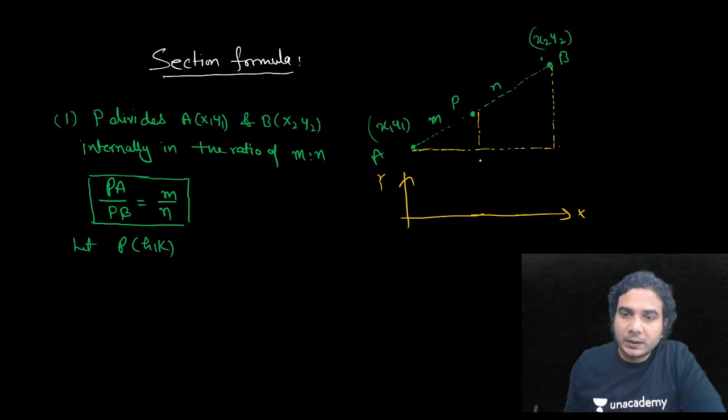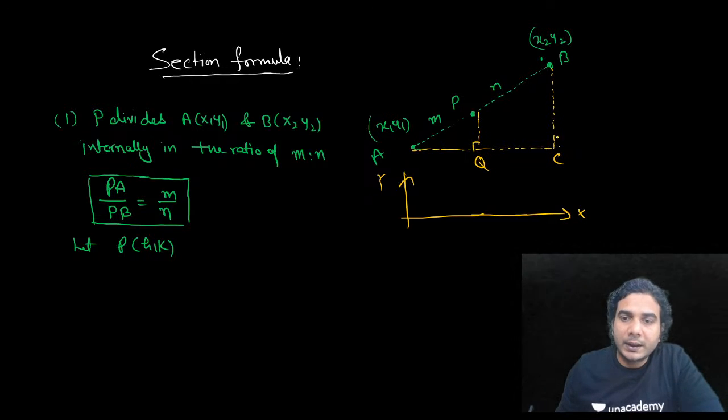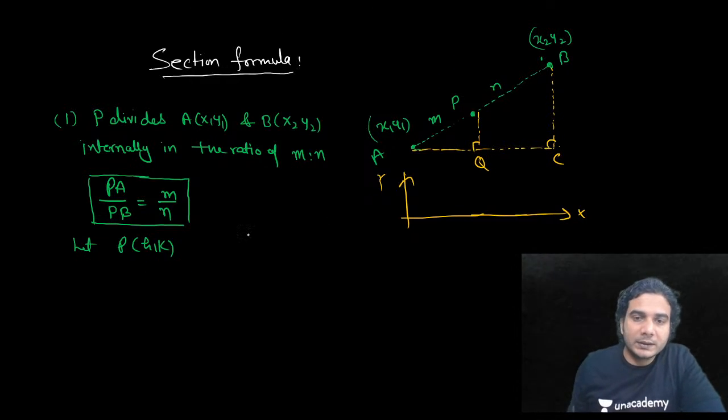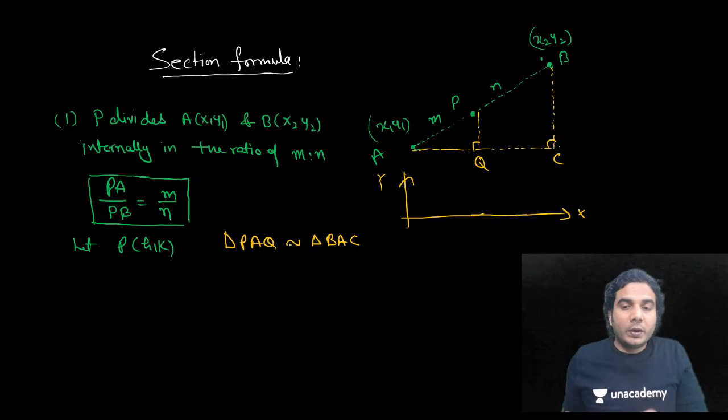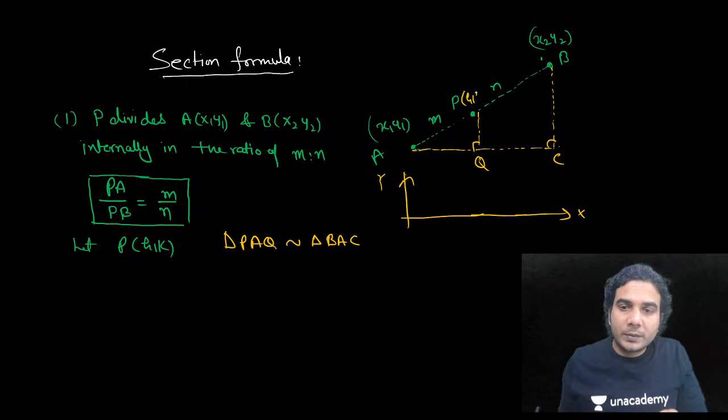Say this point is Q and this point is C. All right. So you can see two right angle triangles. These are similar triangles. Which two triangles? Triangle PAQ is similar to triangle BAC, right? These two triangles are similar triangles, right? So if you apply this point, say H, this point is H comma K.